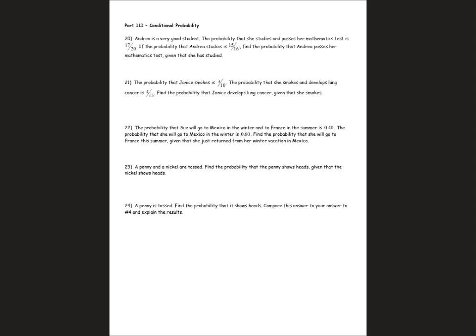All right, part 3, conditional probability. Andrea is a very good student. The probability that she studies and passes her mathematics test is 17 out of 20. If the probability that Andrea studies is 15 out of 16, find the probability that Andrea passes her math given that she studied. Keyword here is given. Now, all of these problems are going to have given in them. Therefore, they are the conditional ones. That means you have to use that formula, okay? Now, that formula, remember, is the probability of A and B over probability of B, okay?